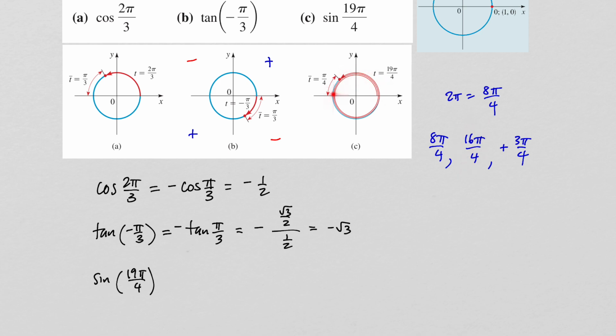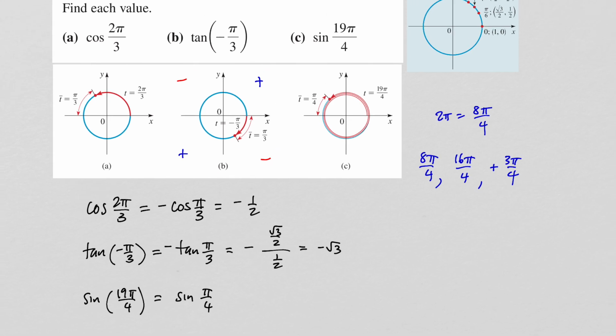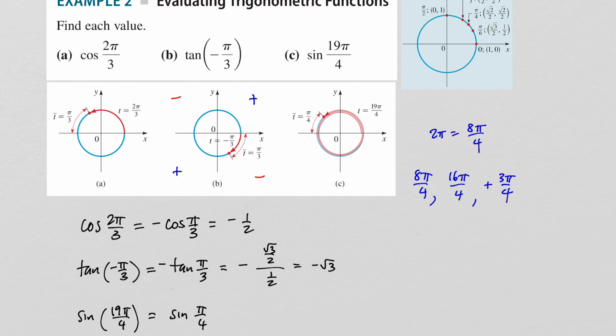So 8 pi over 4 is one revolution, 16 pi over 4 is another revolution, and then 19 pi over 4 is just 3 pi over 4 additional. Now 3 pi over 4 has a reference angle of pi over 4. So the sine of 19 pi over 4 is going to be equal to the sine of pi over 4. The only question is, is it positive or is it negative?